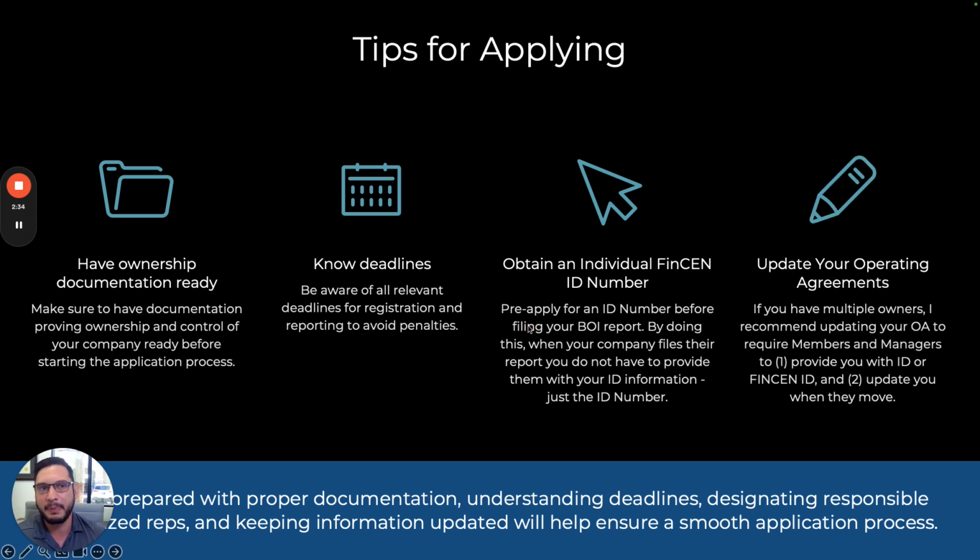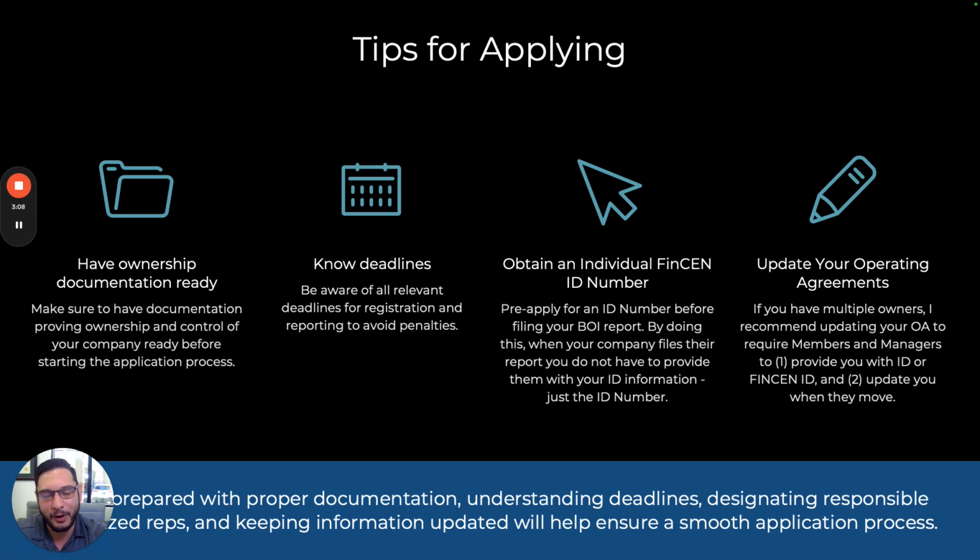And last big tip I have is make sure you update your operating agreements or your bylaws if it's a corporation. This is especially important if you have multiple owners. The reason why I say this is because you want to give an update inside there to require any members and managers to provide you with their ID or the FinCEN ID and make sure that they know that they are under a duty and a requirement to update you when they move, so that your company is always FinCEN compliant.